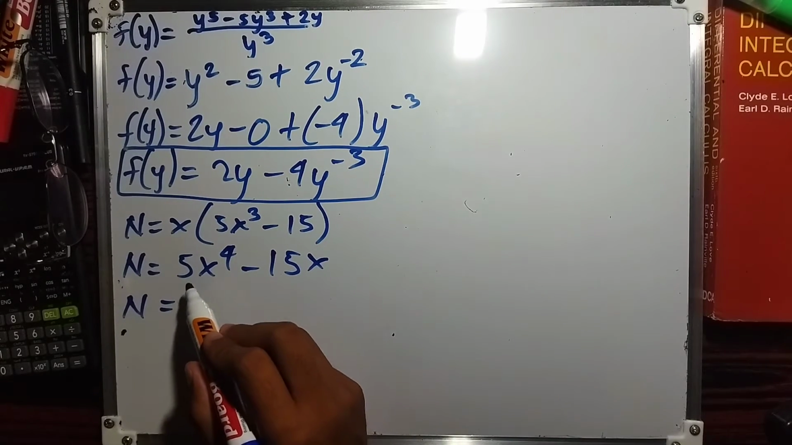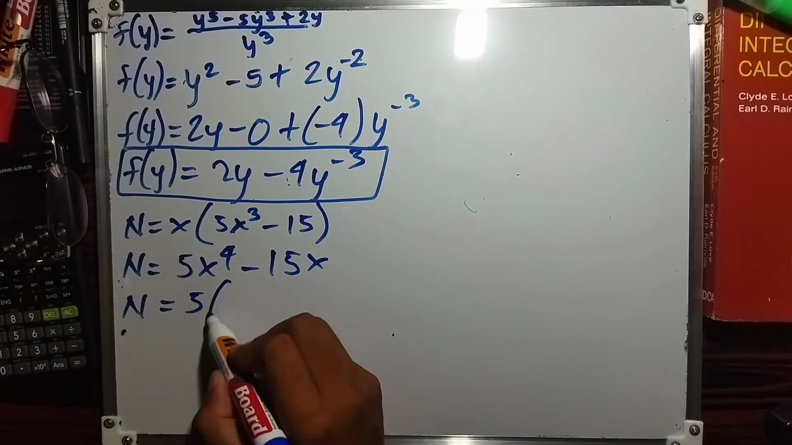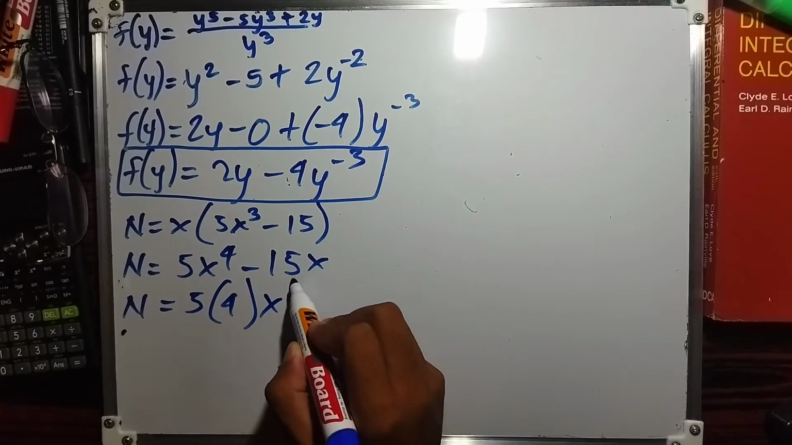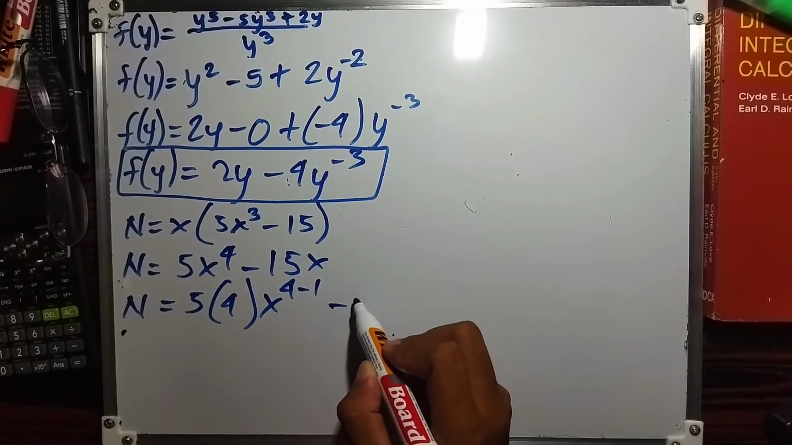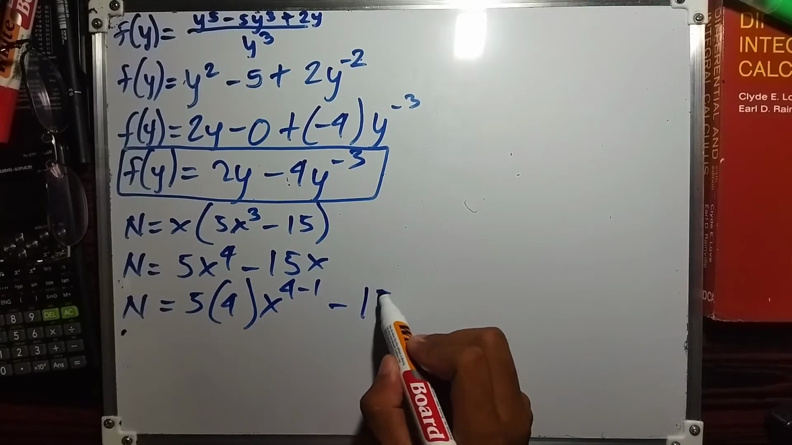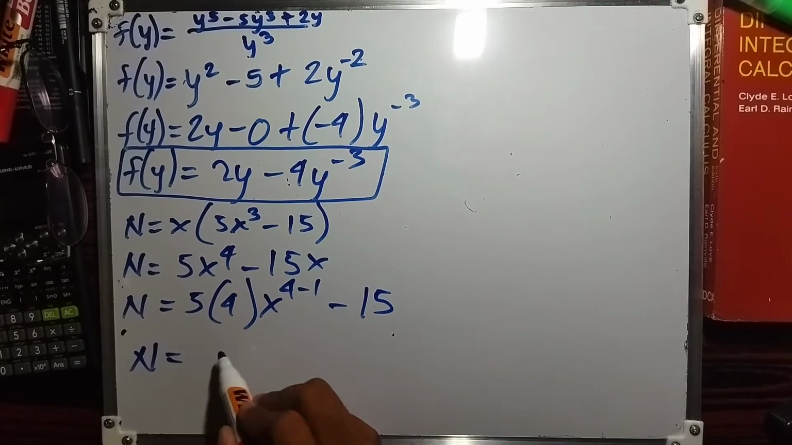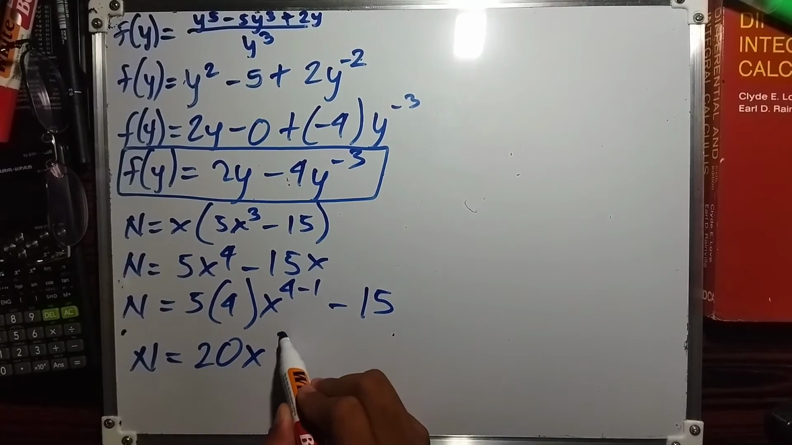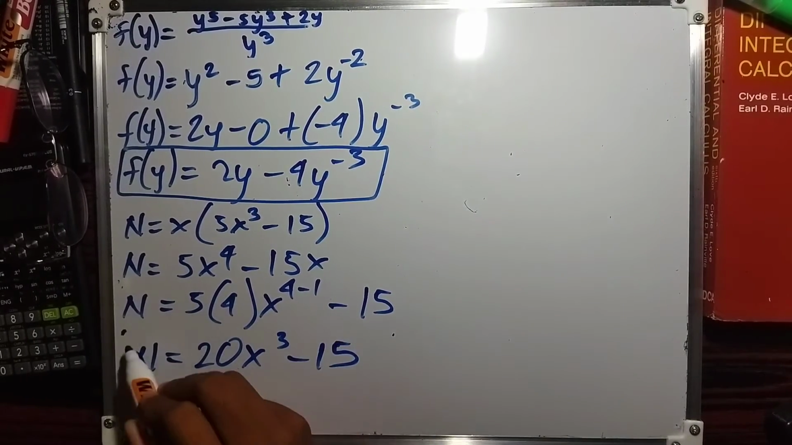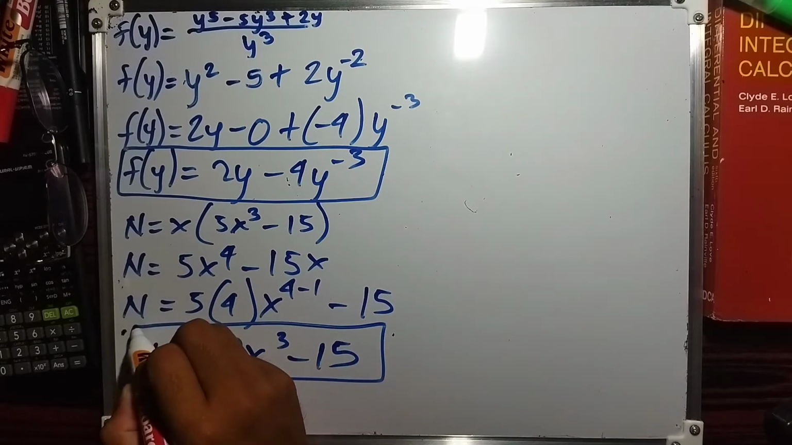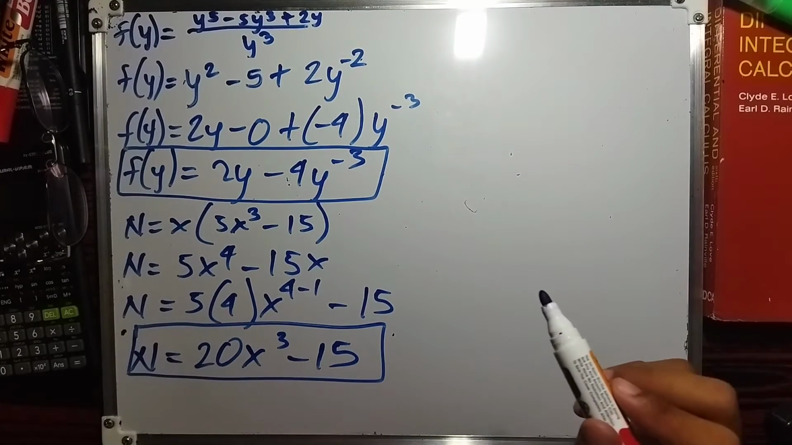So the derivative of 5x⁴ is 5 times 4 times x to the power of 4 minus 1, minus the derivative of 15x, which is 15. So it would be 5 times 4 is 20, x to the 4 minus 1 is 3, minus 15. So this would be our final answer as well.